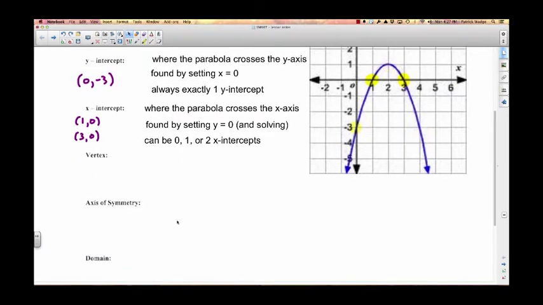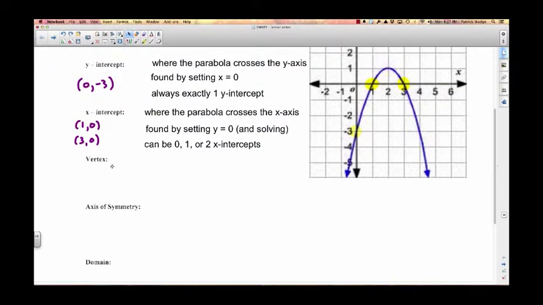Next is the vertex. This is the most important point of the parabola. This is that point I was just talking about, the highest point or the lowest point. So this is our vertex right there. How it's defined, it's the highest point or the lowest point of the parabola. In the parabola we're looking at right here, the vertex is (2, 1). You must say (2, 1), of course. There's no other way to name that point.